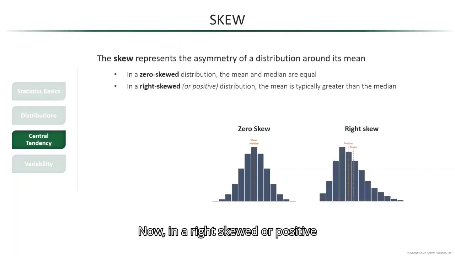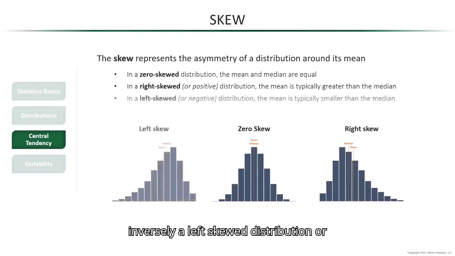Now, in a right skewed or positive distribution, the mean is typically greater than the median. From the histogram, the name is a little bit counterintuitive since it almost looks like it's leaning to the left, but the right skew comes from the mean being pulled to the right relative to the center of the distribution by the presence of that tail of outliers that we can see on the right.